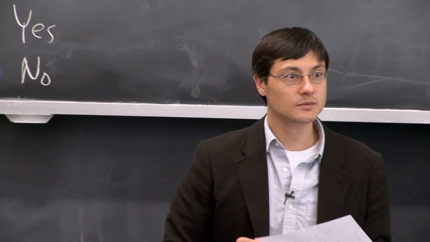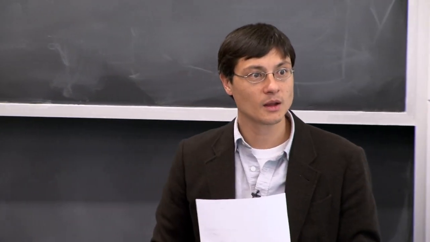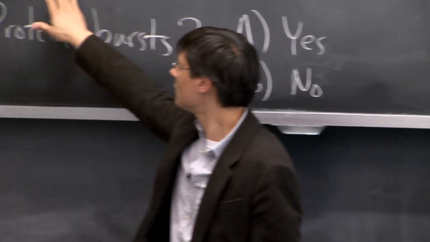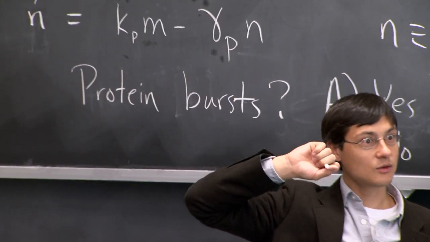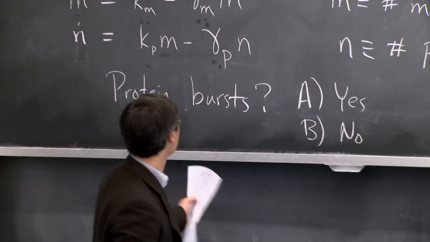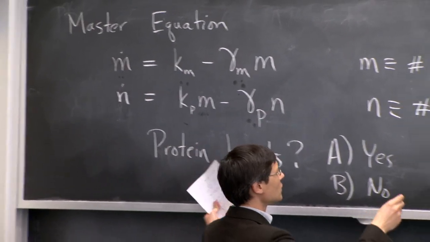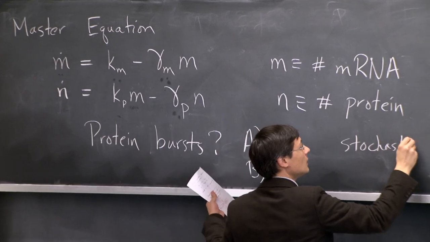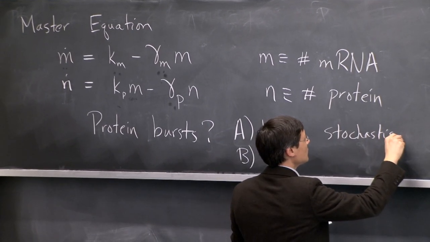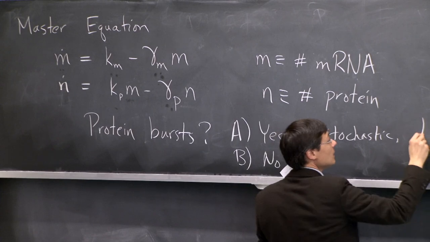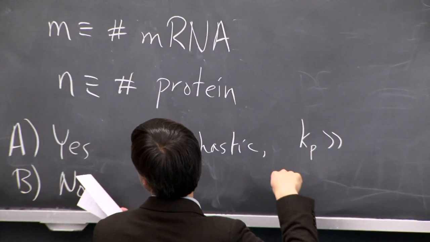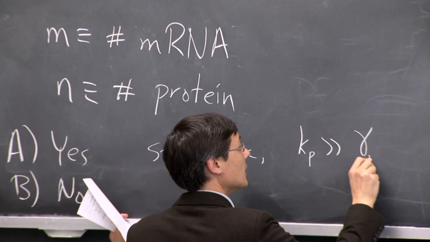Yes. So the number of protein bursts per mRNA, right? It's always confusing whether we're talking about times or rates. But in particular, we have protein bursts in the stochastic situation, if we do a stochastic simulation, in the regime where k_p, the rate of protein synthesis from the mRNA, is much larger than gamma_m.